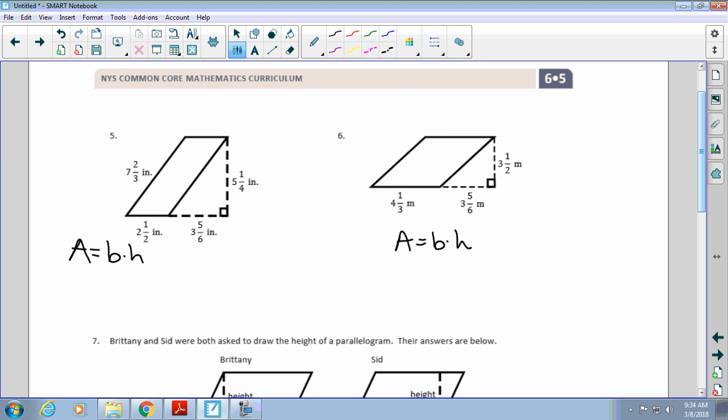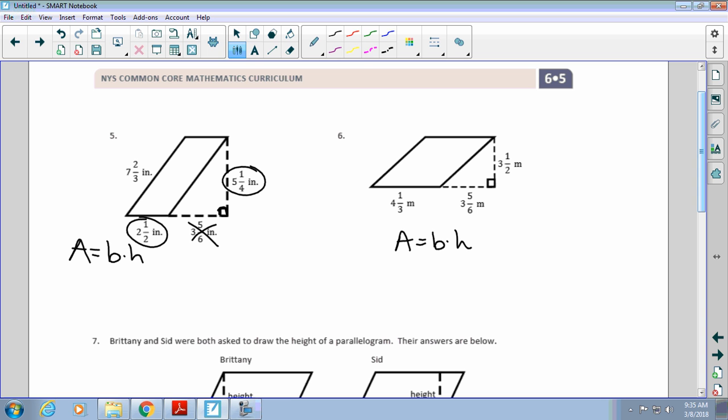So for example 5, what do we want to use as our base? Raise your hand if you know. Liz, yell it at me. Very good. Very confident there, Liz. You're correct. 2.5. This is not part of the shape over here. We don't need that info. All right, what do we need for our height? 7 2/3 or 5 1/4? Mackenzie, yell it at me. 5 1/4. Very good. We want the height. Notice, you're looking for that perpendicular line. Okay, so we're going to be using 2.5 and 5 1/4.